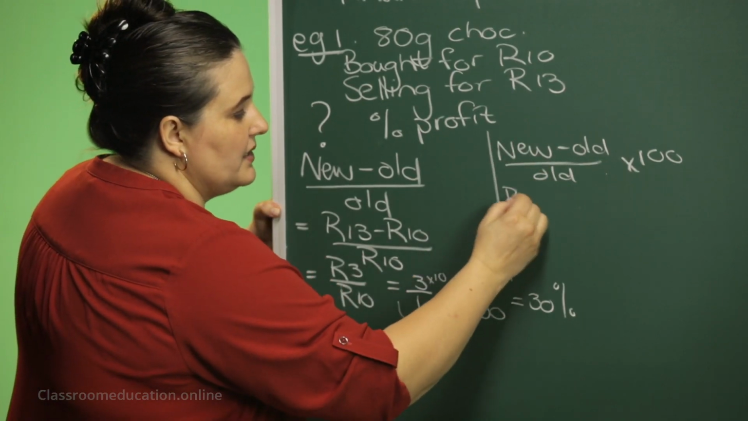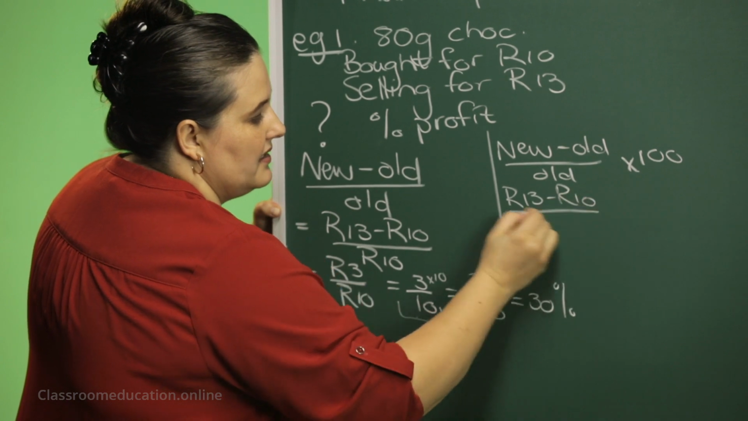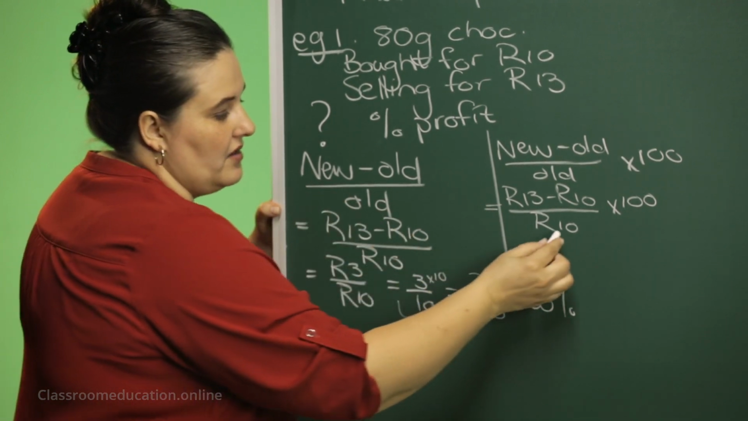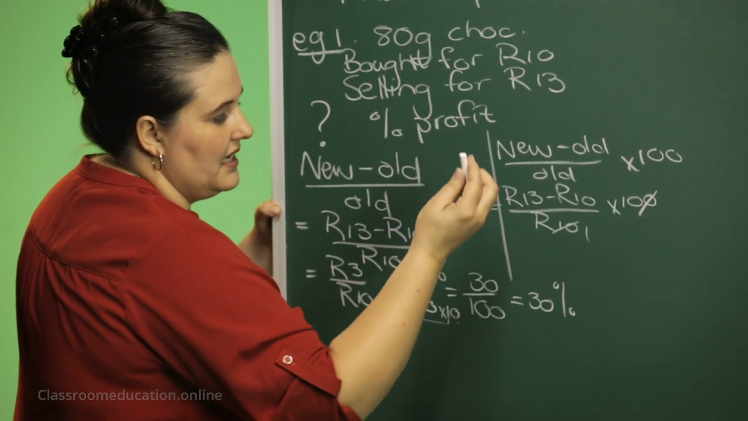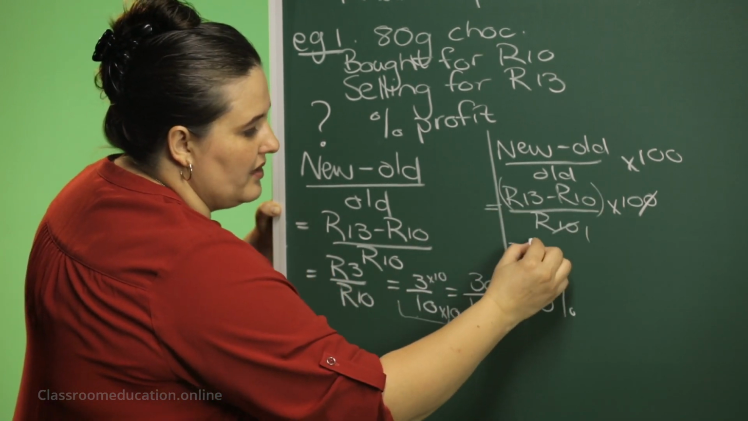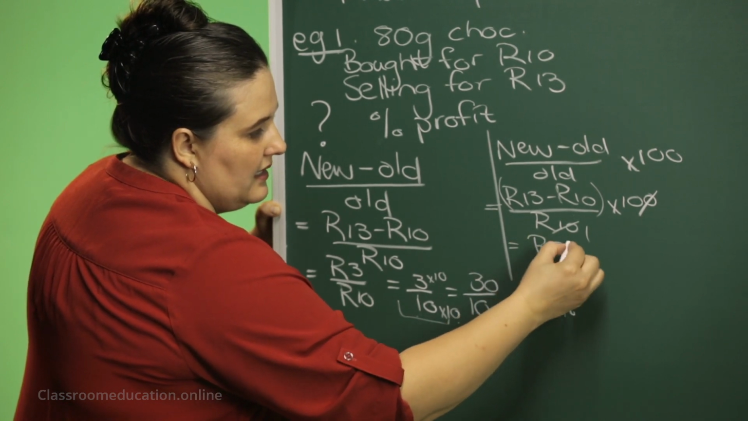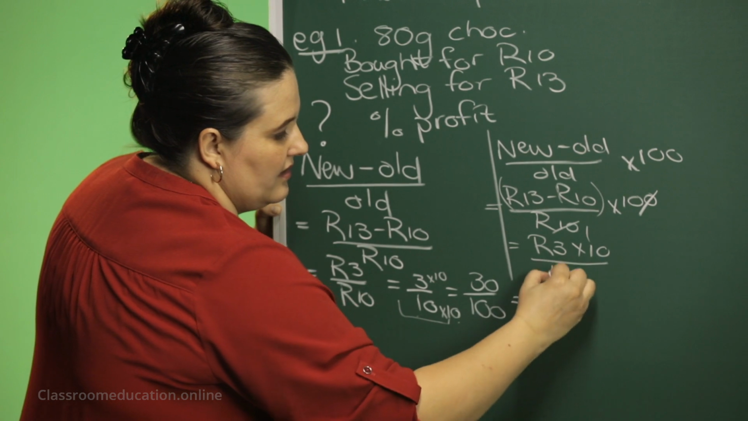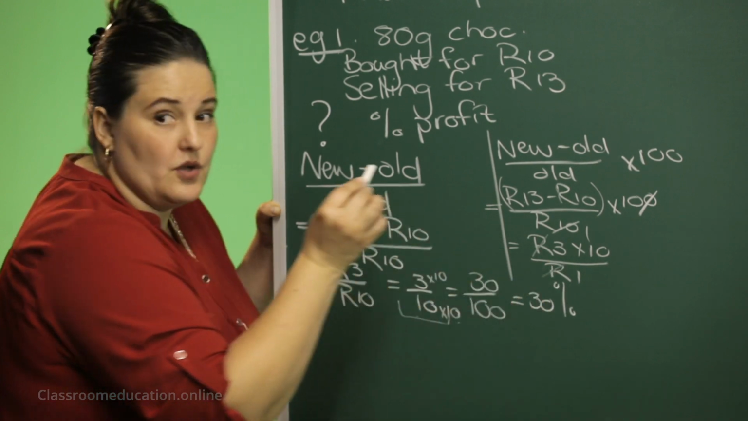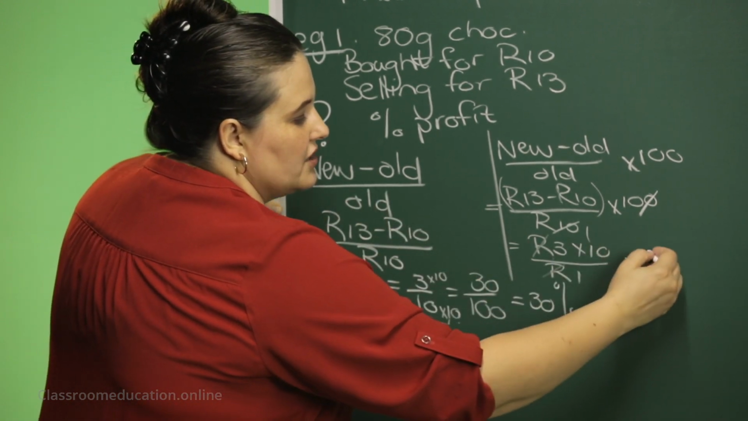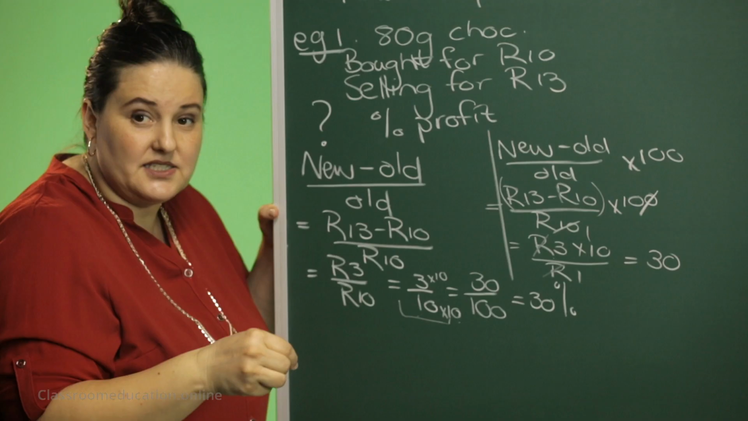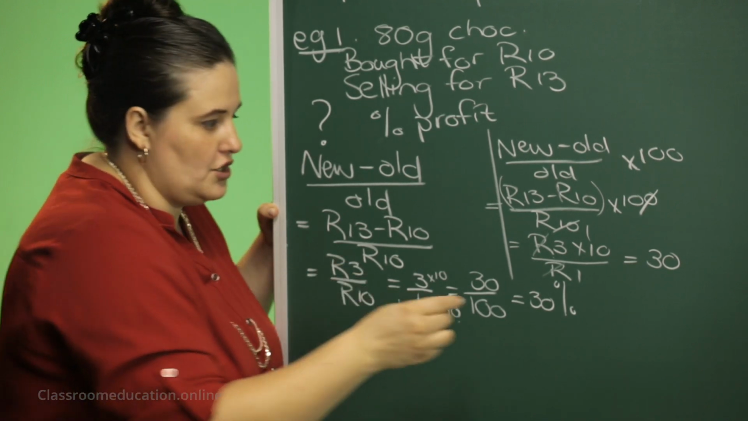So let's take it: 13 minus 10 rand, divided by 10 rand, times 100. I can actually cancel now. 10 can go into that once and it can go into that 10 times. 13 minus 10, I need to do that first, will be 3. The 3 rand times 10, and this was a rand 1 there at the bottom. I'll show you why I'm doing this, because now your rands will also cancel out. And then you will have an answer of 30, but because you have multiplied it by 100, it means that your answer will be in terms of percentage.